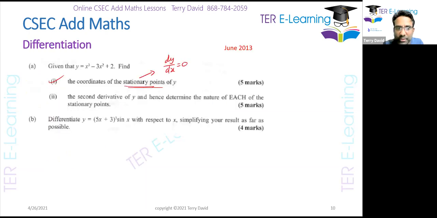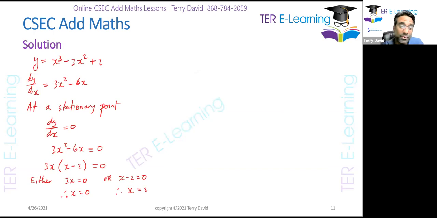Now, the question asks for the coordinates of the stationary points. What we've done is just find the x values, so we need to find the y values. When x is equal to 0, y is equal to 0 cubed minus 3 multiplied by 0 squared plus 2. When we work this out, 0 cubed is 0, and 3 by 0 squared is 0, so this is going to be 2. Therefore, one point is (0, 2). That is one stationary point.